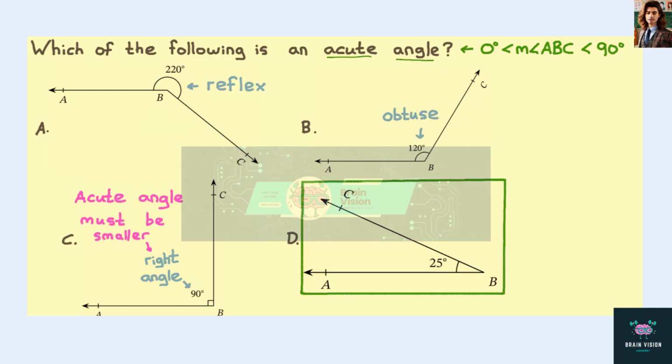It is also worth noting that we can answer this question without knowing the exact measures by noting that acute angles must have smaller measure than a right angle. So we can compare the size of the rotations to a quarter turn to see that only option D is an acute angle.